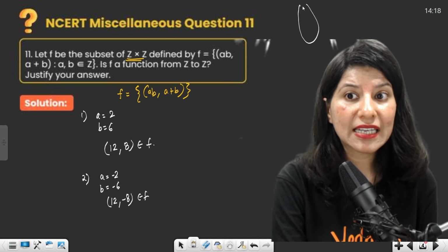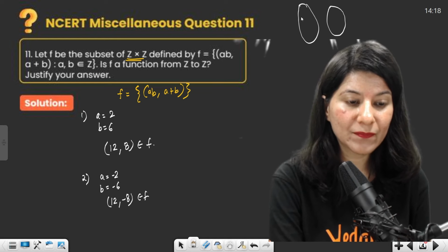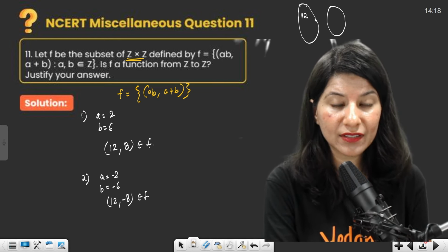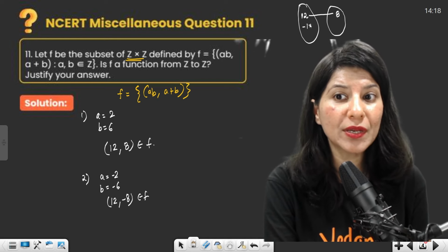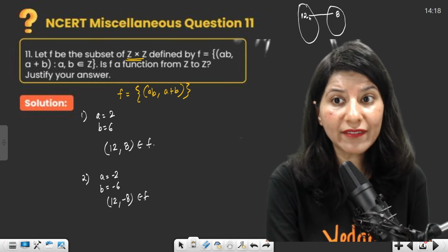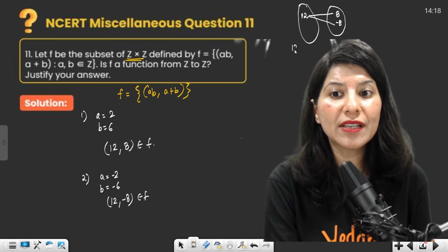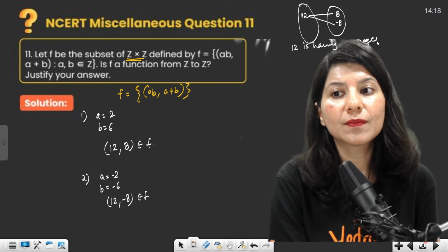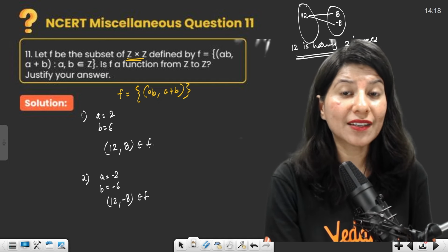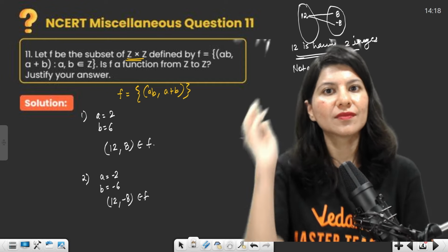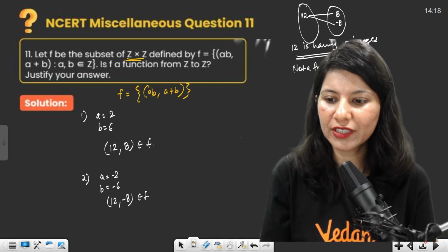What does that mean? That simply means that if I just draw the mapping diagram, if the set A is having 12, then set B will have 8. So these two are paired up. 12 is having image 8. Sorry, 12 is also having minus 8 as an image. That means 12 is having 2 images at the same time. That means this is a big red flag. Big no. So not a function, because it is not allowed. Every element should have a unique image. It cannot have 2 different images.